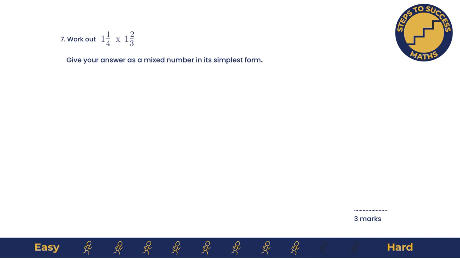Question 7. Work out 1 1/4 times 1 2/3. Give your answer as a mixed number in its simplest form. Okay, so the first step is to write these numbers as top-heavy or improper fractions. So 1 1/4. Remember, we're in quarters, so a whole is 4 out of 4, and you've got an extra one. So 5/4. And 1 2/3, this time you're in thirds, so a whole is 3/3, and you've got an extra 2. So 5/3. So the calculation you need to do is 5/4 times 5/3.